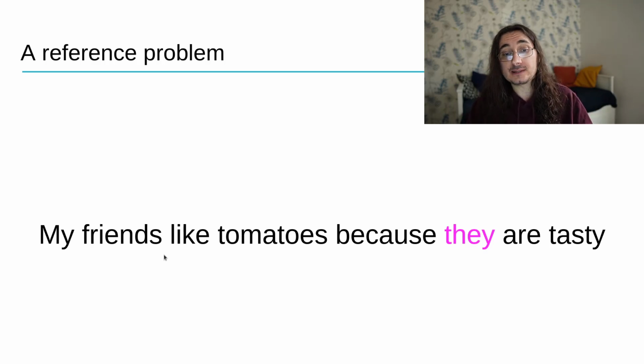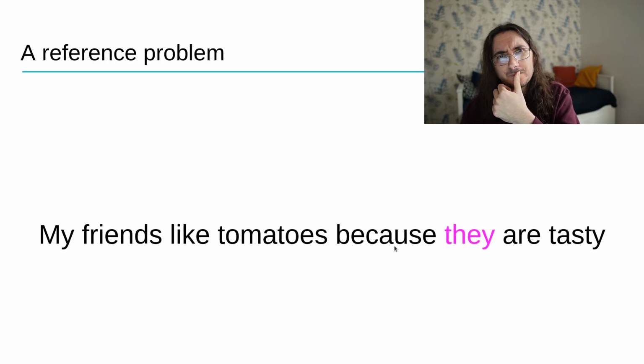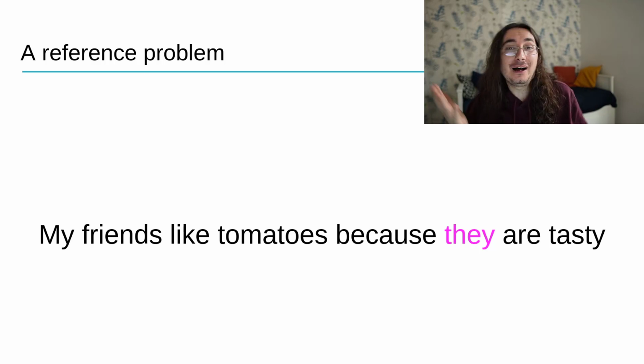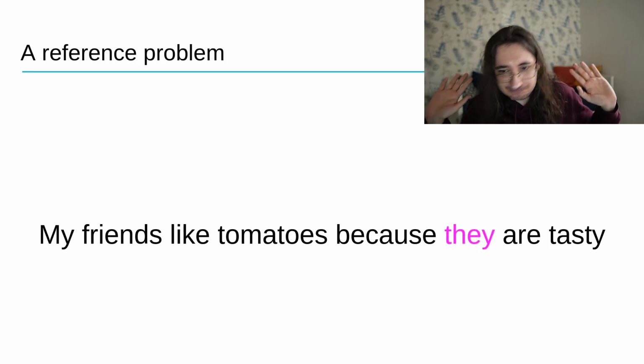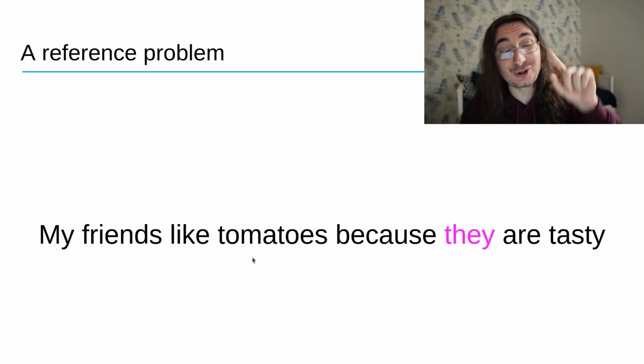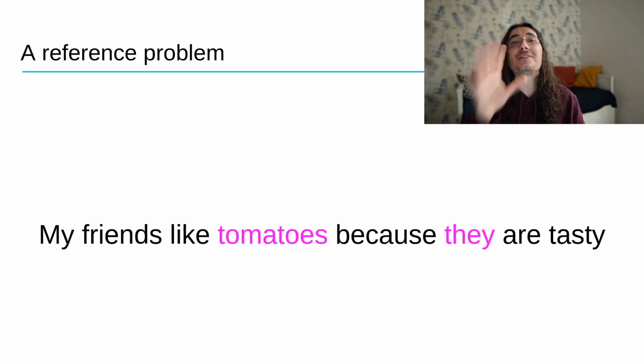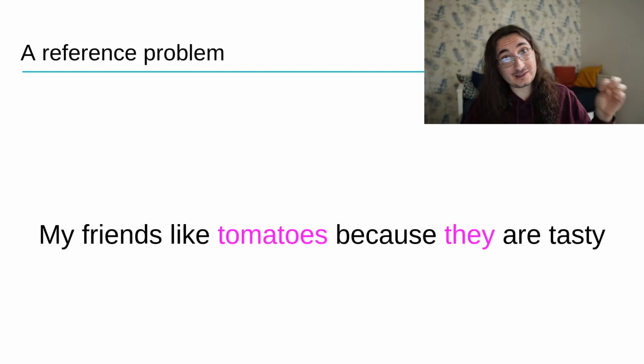It could be that my friends like tomatoes because my friends are tasty. It really doesn't make much sense, right? But unless you are a cannibal, in that case, I mean, it could make all the sense in the world. But the other interpretation, the right one, would be my friends like tomatoes because tomatoes are tasty. So I was just morphing into a cannibal myself, I guess. Okay, so "they" references tomatoes here.